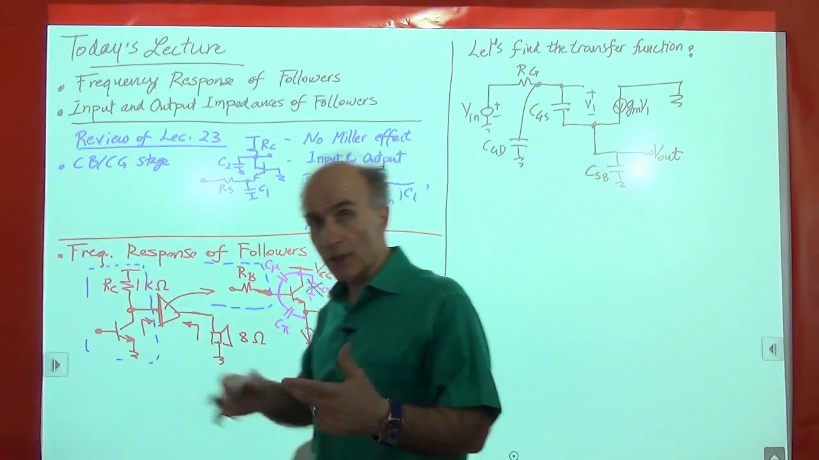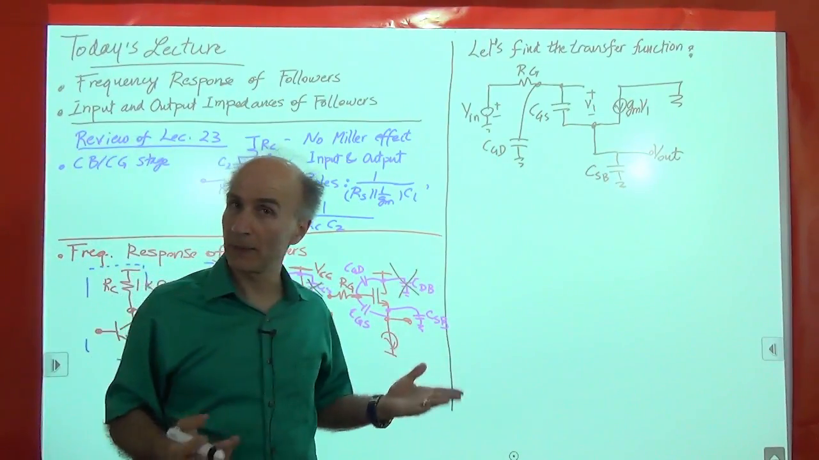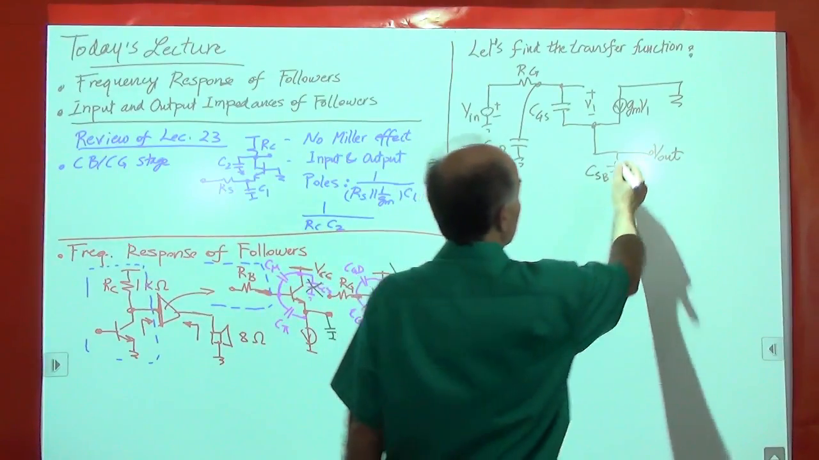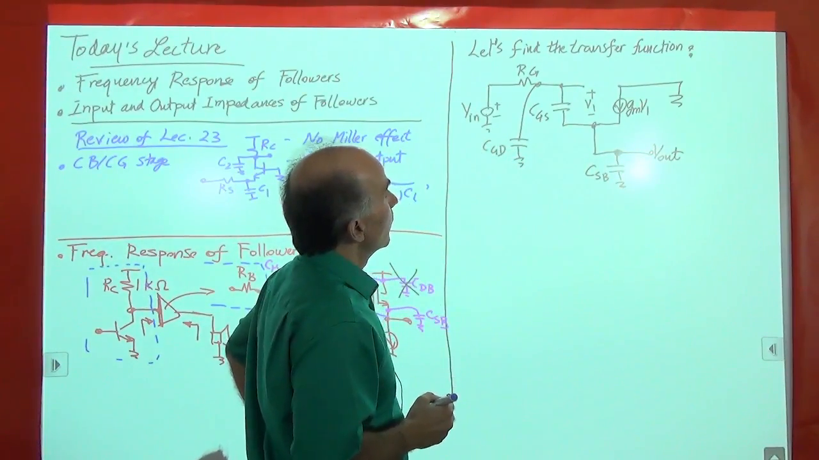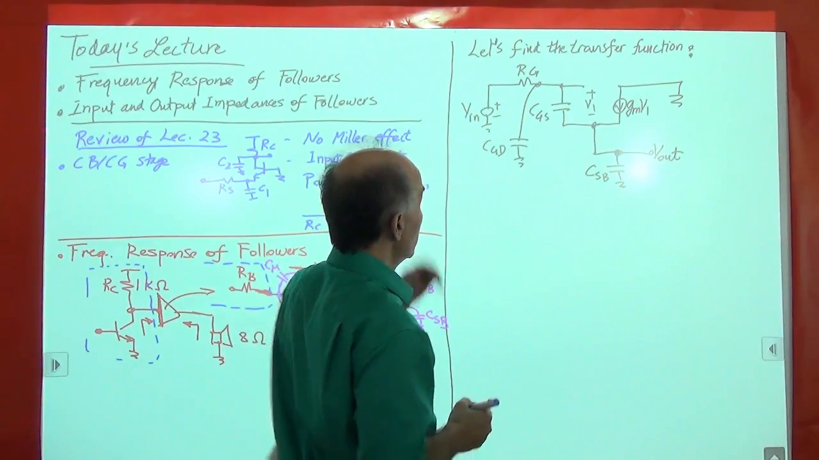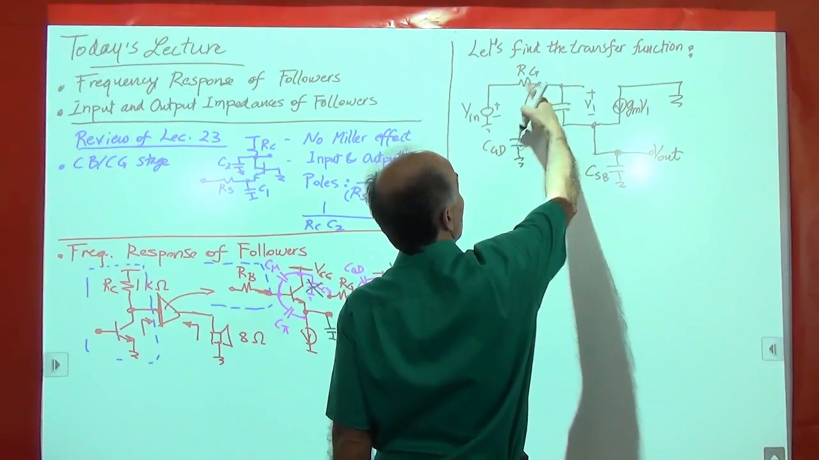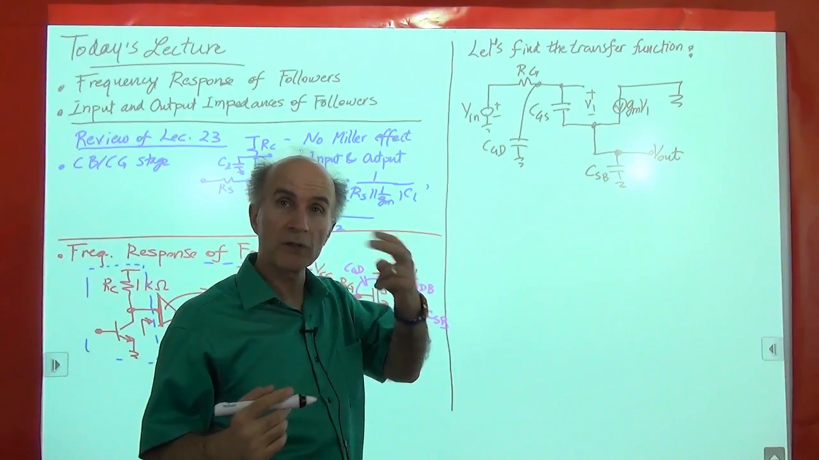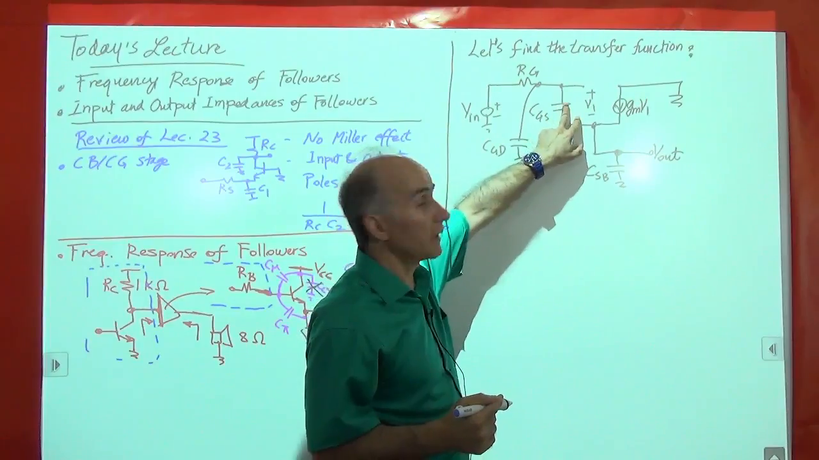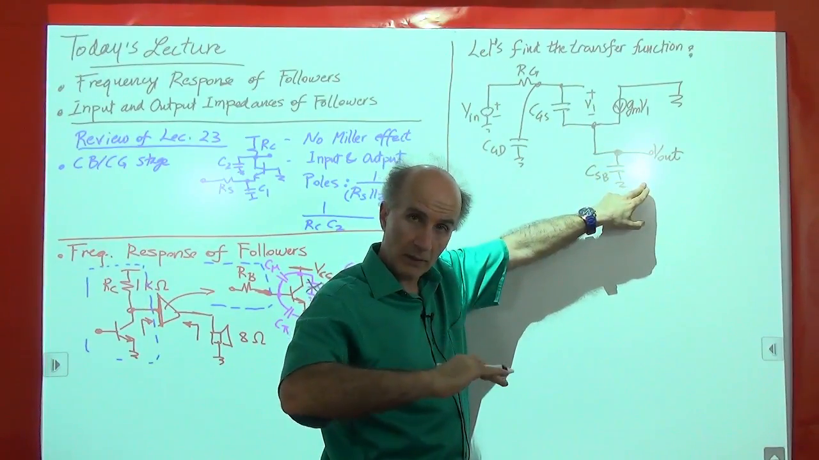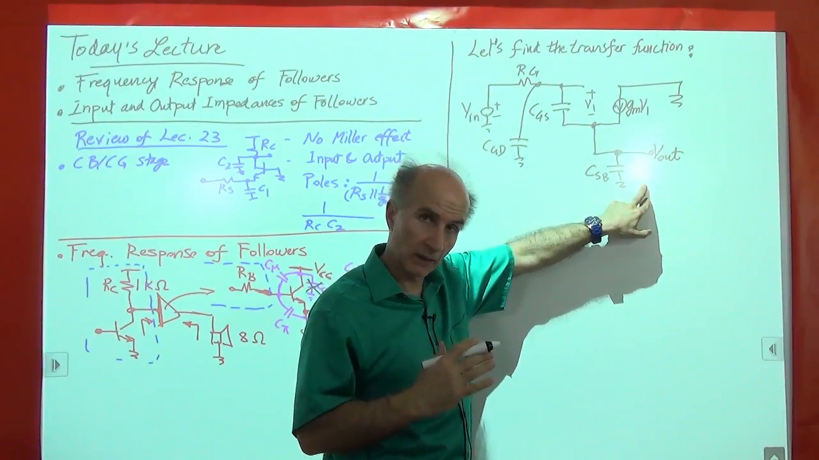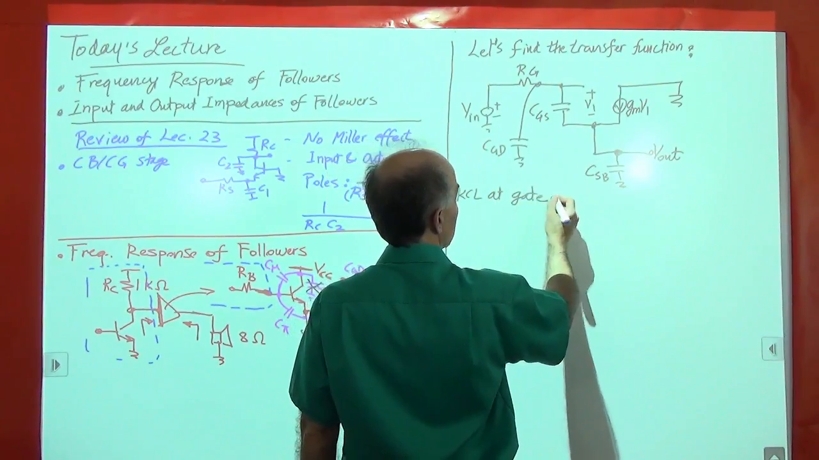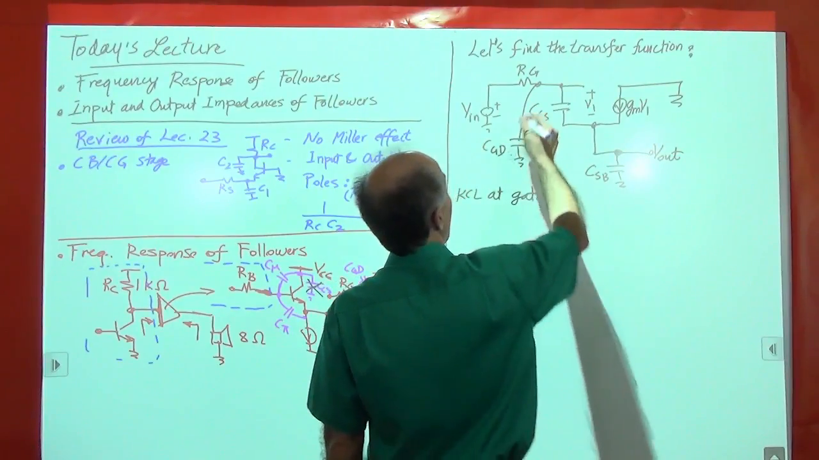As usual, you have to write some KCLs or KVLs and solve the circuit, right? Well, let's try to do that. We write two KCLs, one at this node, you know, call it the input node, the gate node, and one at the output node. And then those two KCLs should give us two equations and two unknowns. The two unknowns are V1 and Vout. So we eliminate V1, and what's left is Vout. We find Vout over Vin. All right, so KCL at the gate, at this gate here. Okay, so how much is this current?